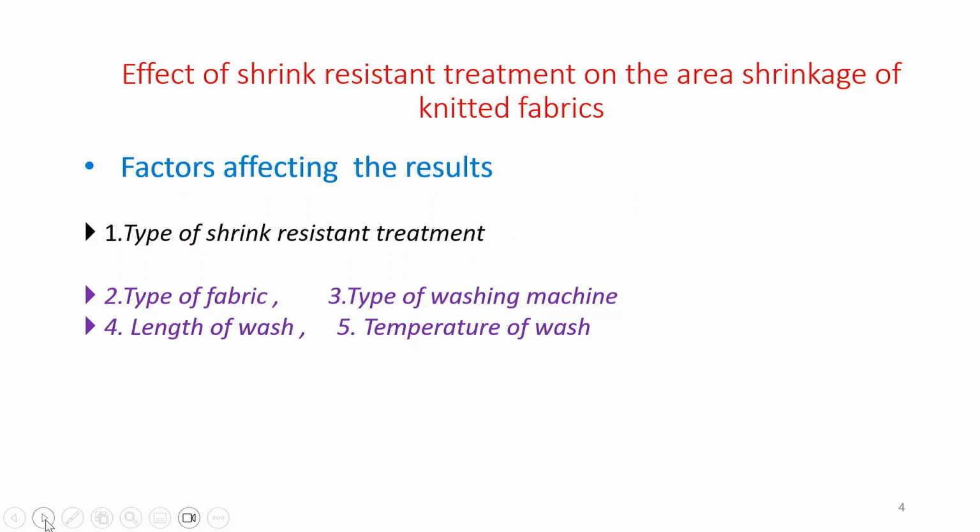So type of washing machine can affect the results. Length of wash, the duration of the wash, can also affect the results, and the temperature of water that has been used during washing can also affect the result. So these are different types of factors which can affect results.